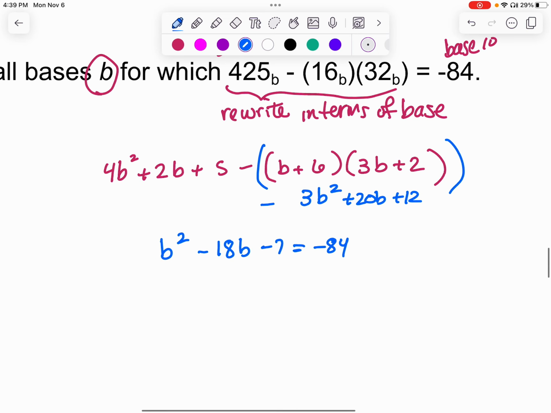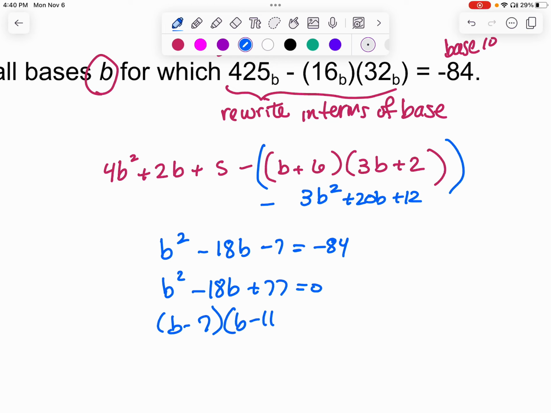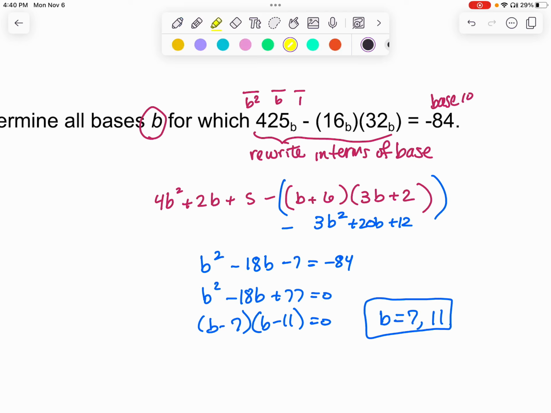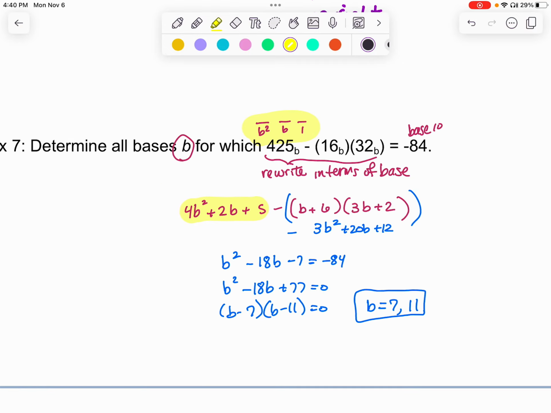All right, so if you're looking at this, you should be thinking, oh, okay, I got a quadratic. I have to make it equal to 0 so I can factor. So b squared minus 18b plus 77, which factors into b minus 7, b minus 11. So that gives us two possible bases, 7 and 11, that can make this problem true. It's really important that you're able to think in terms of how you can expand out all of the place values to essentially give you what looks like a polynomial.